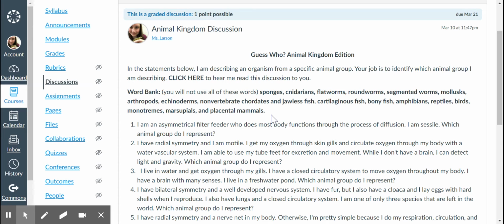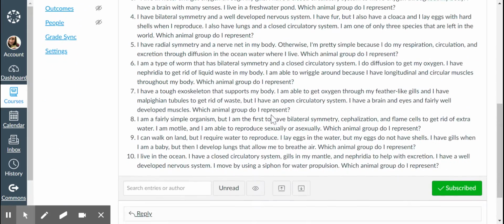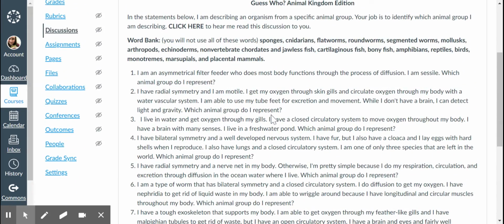But the animal groups that we're looking at for this discussion could be sponges, cnidarians, flatworms, roundworms, segmented worms, mollusks, arthropods, echinoderms, nonvertebrate chordates and jawless fish, cartilaginous fish, bony fish, amphibians, reptiles, birds, monotremes, marsupials, or placental mammals. So I just read to you, I don't know, 17 different animal groups. There are only 10 questions. So you will use each one that you do use only one time, but you will not use them all.